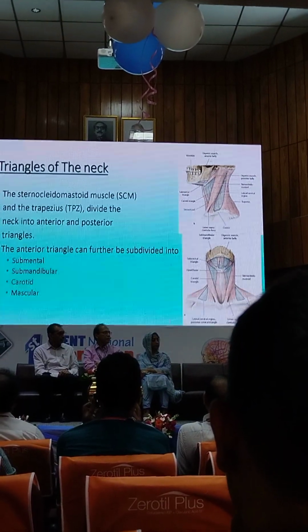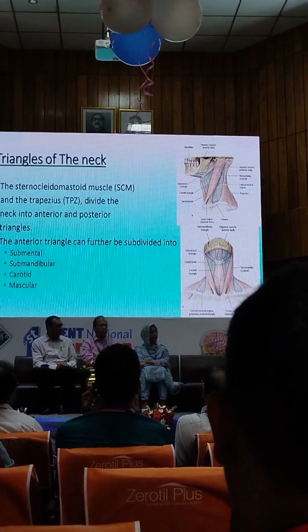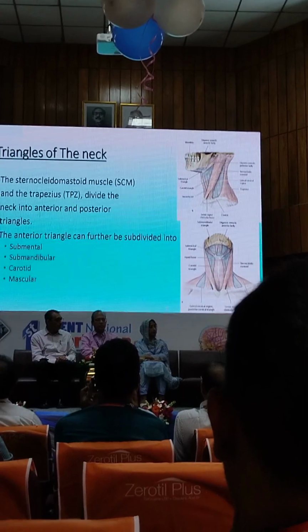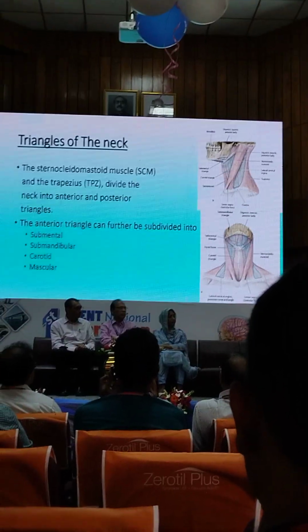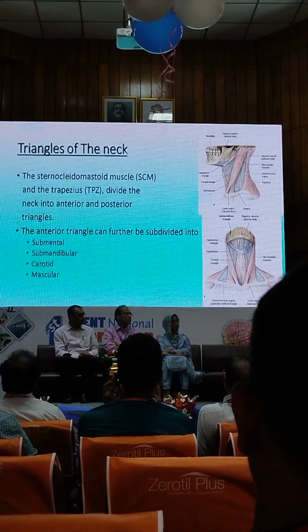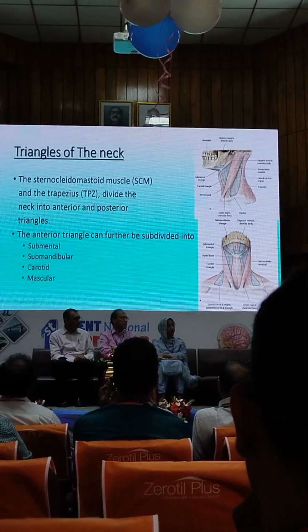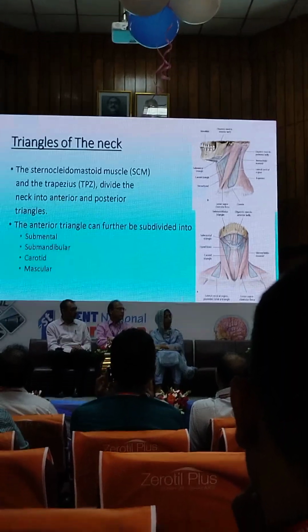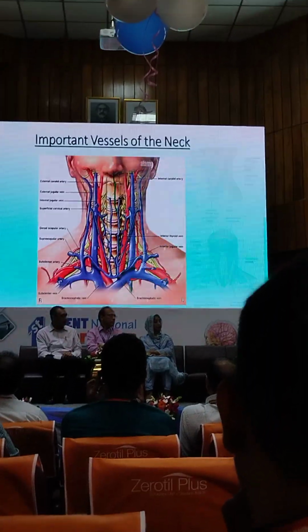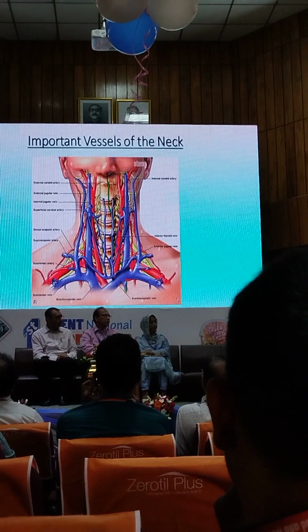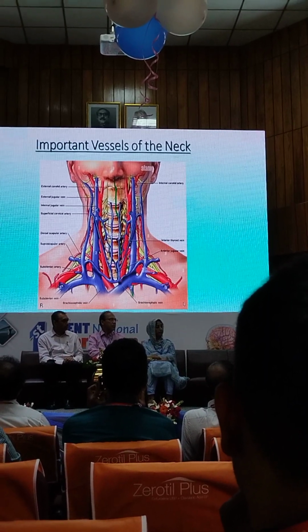Now the triangles of the neck. I think everybody is oriented about the triangles. Sternocleidomastoid and trapezius divide the neck into anterior and posterior triangles, and the anterior triangle can be further subdivided into submental, submandibular, carotid, and muscular triangles. Now I want to tell about the vascular arrangement of the neck.